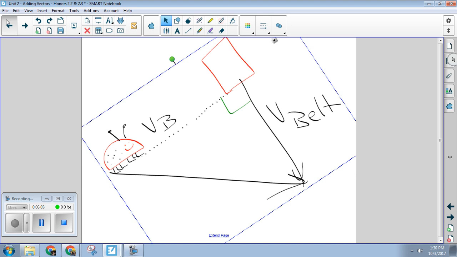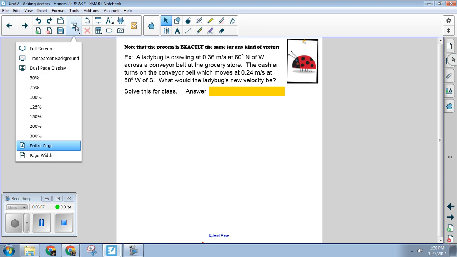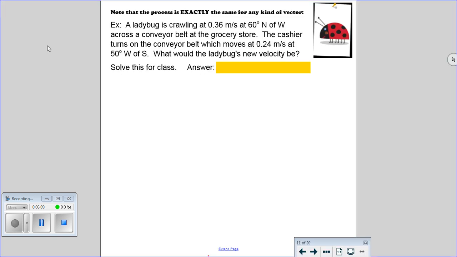So how do we do it? Here is how we do it. So let's begin. All right, so the ladybug is crawling at 0.36 meters a second at 60 degrees north of west across the belt. But then the belt turns on, and the belt moves at its own velocity. So we've got to find the overall velocity of the bug, anyway.